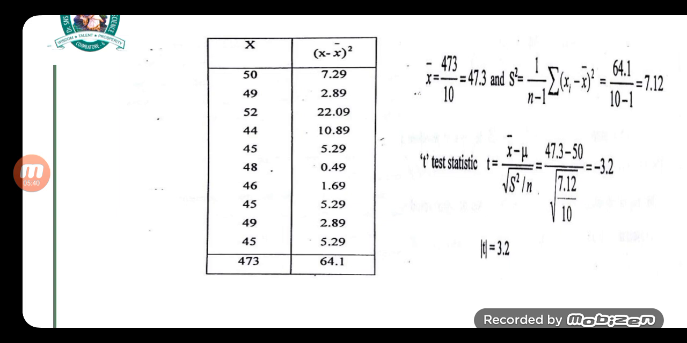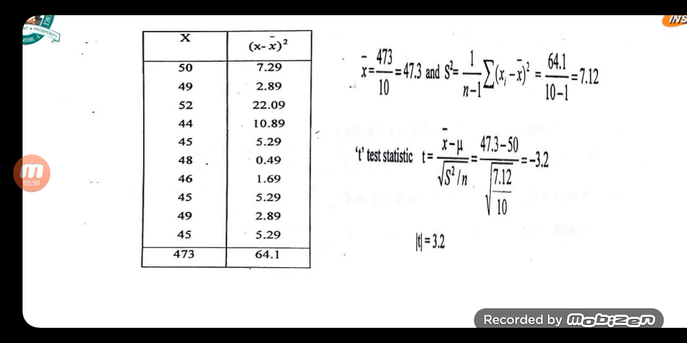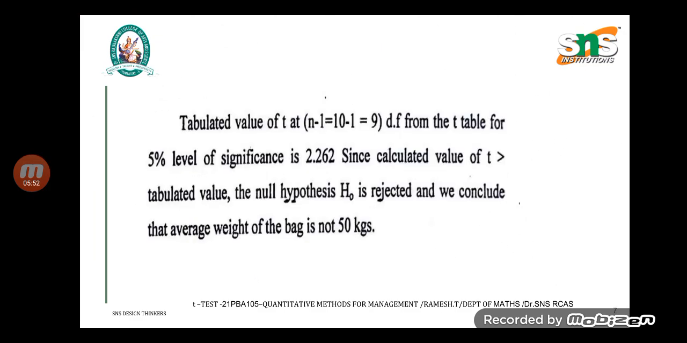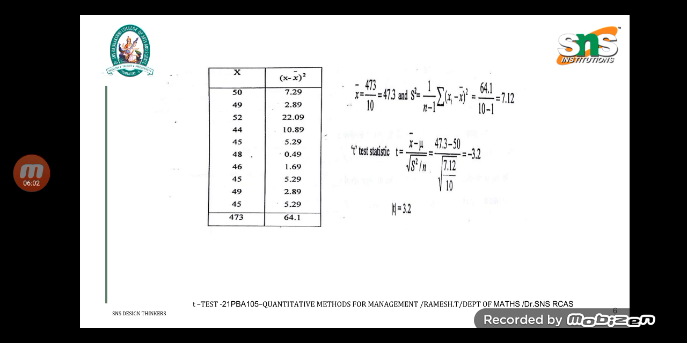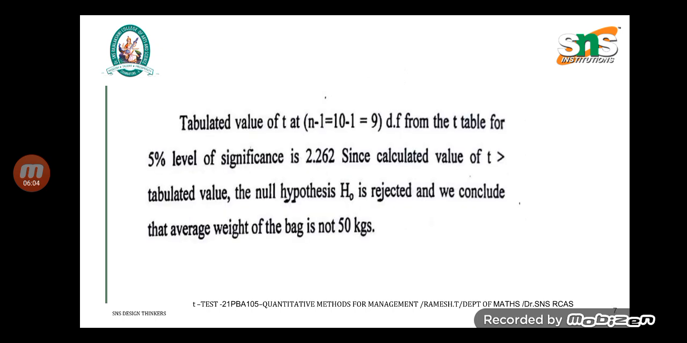Now the tabulated value for n minus 1 degrees of freedom, that is 10 minus 1, which is equal to 9 degrees of freedom, from the t table at the 5% level, the value becomes 2.262, right? Since this calculated value is greater than the table value, because our calculated value is 3.2, but the tabulated value is 2.262 something, since the calculated value t is greater than the table value, therefore the null hypothesis is rejected.